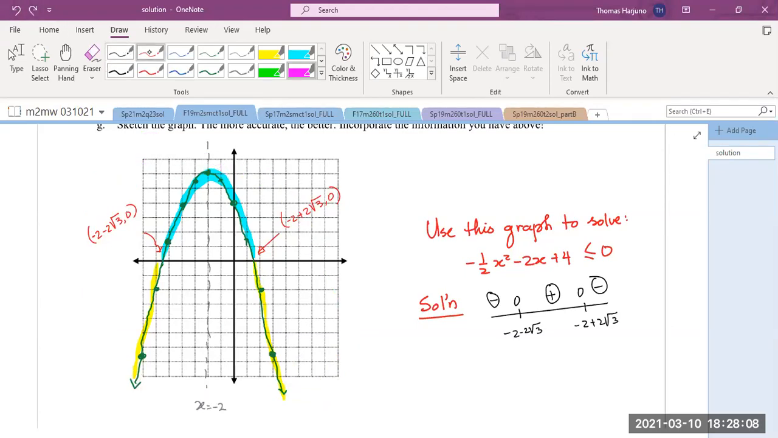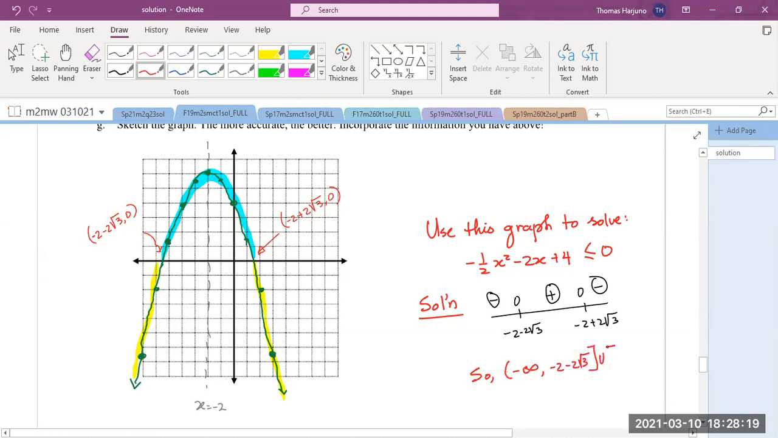Okay, so the solution will be negative infinity up to negative 2 minus 2 radical 3 bracket, union, I use bracket because we include 0, negative 2 plus 2 radical 3 comma 0.